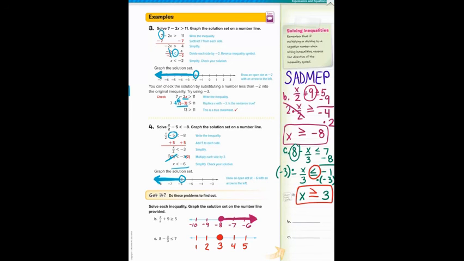Next, we're going to shade all of the numbers to the right of 3. We need to shade the numbers to the right because it matches our inequality symbol. They both point to the right. The graph is showing that x can be equal to any number as long as it is greater than or equal to 3.